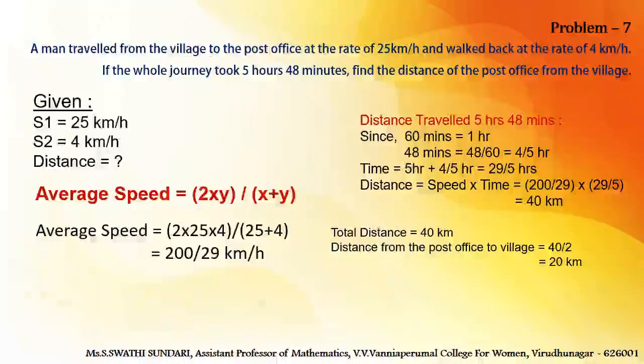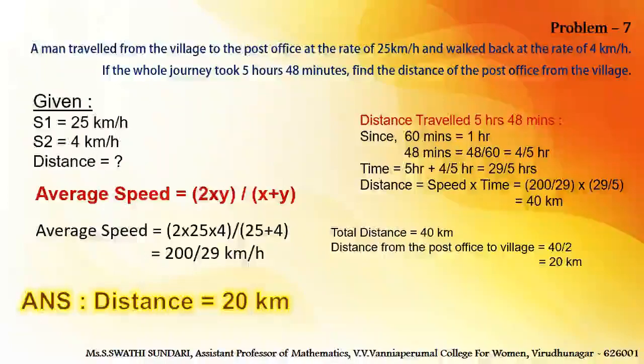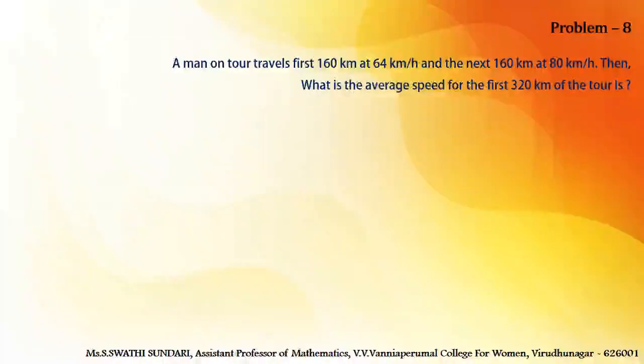Let's solve some other problem. A man on tour travels first 160 km at 64 km per hour and the next 160 km at 80 km per hour. Then what is the average speed for the first 320 km of the tourist?